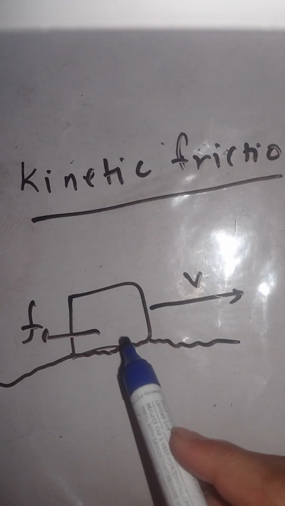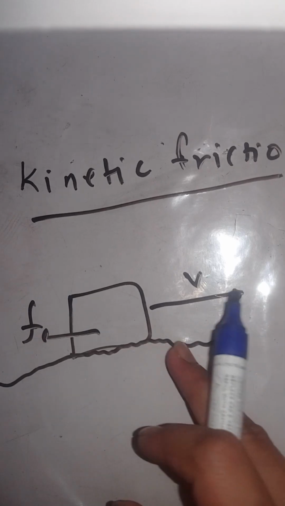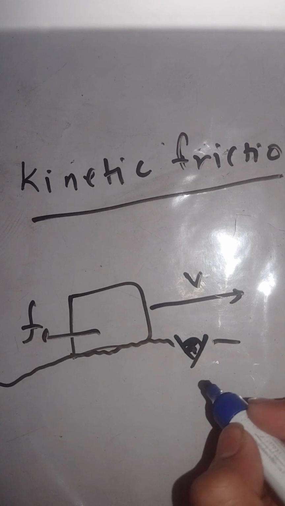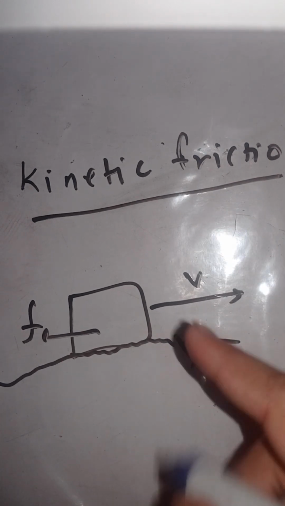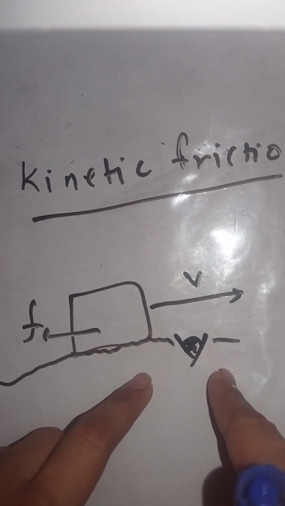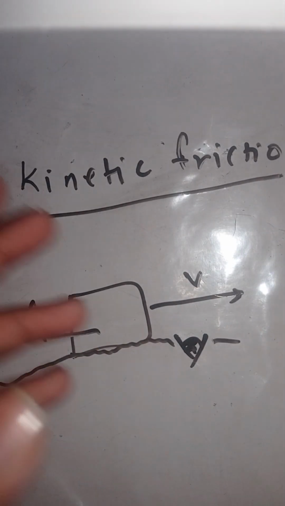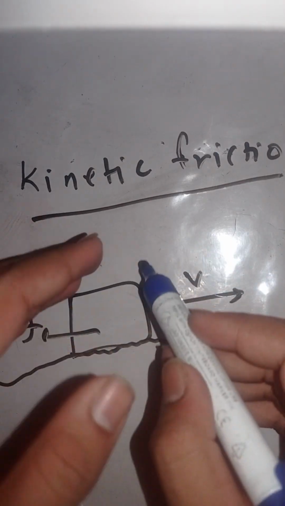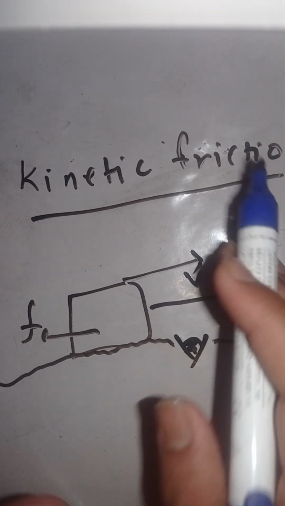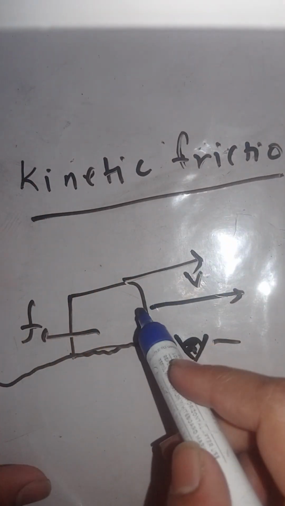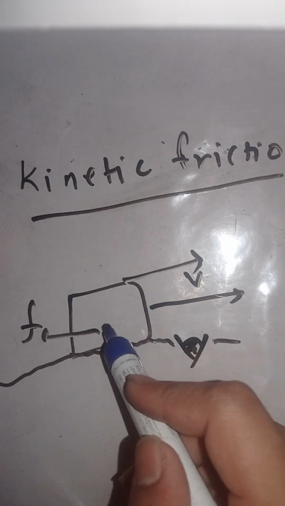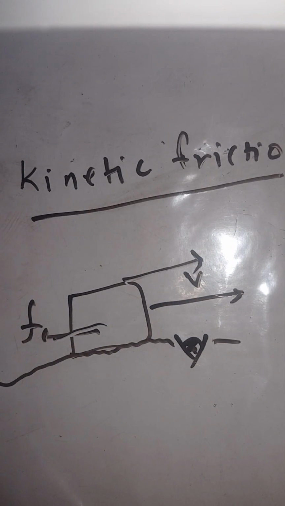Kinetic friction acts when an object moves with respect to another surface. With respect to just means from the point of view of the surface, as if it has some eyes and is looking at this. You'll see that the box is going this way, so friction will try to oppose the motion and put a force opposing it, so the friction will act this way.